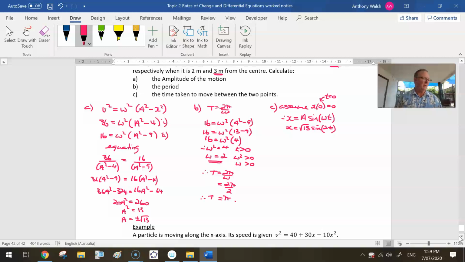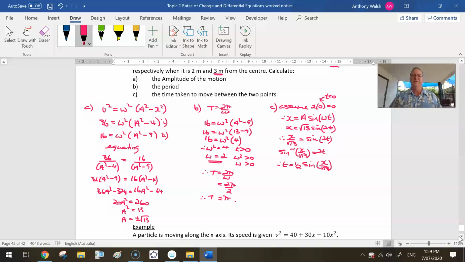Okay, so t being time. If I rearrange that, I can get t by itself. Let me just cut to the chase. So x on root 13 would be equal to sine of 2t. And if I went inverse sine of x on root 13, that would be equal to 2t, or t would be equal to a half inverse sine of x on root 13.